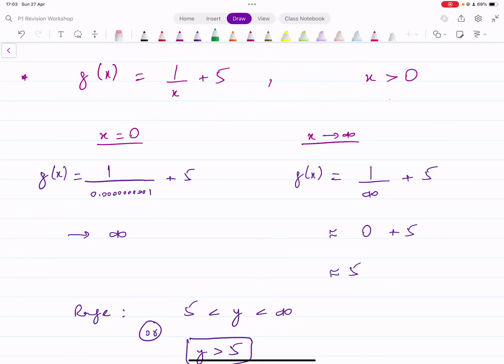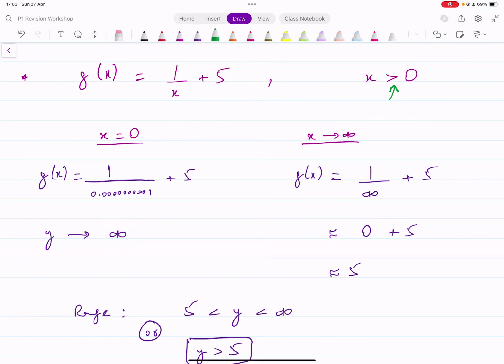However, since this is greater than 0, when you have a very small value, the overall result is going to become very large. So that's actually going to approach infinity. So that is what happens when x goes towards 0, the value for y is going to go towards infinity. So that's one endpoint that we've got for the range, that's infinity.